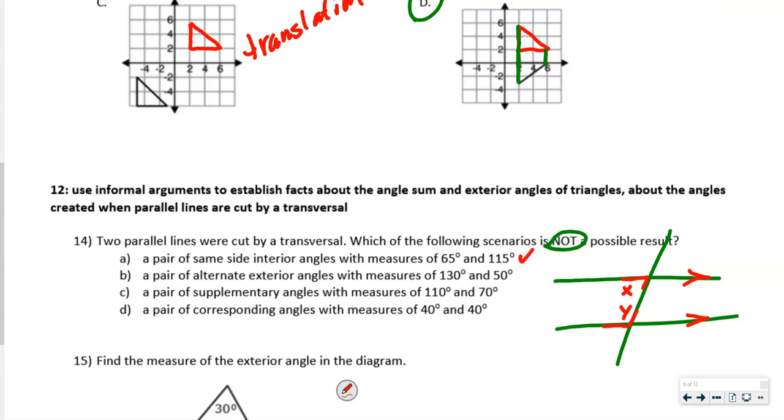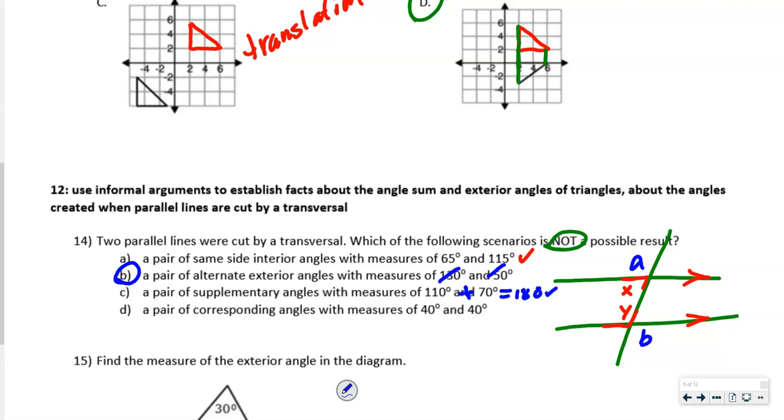So this is true. A pair of alternate exterior angles. Okay, let's see if we can find some alternate exterior angles. So alternate exterior angles would be like A and B, and those are equal. So are these equal here? Oh, they are not. Okay, so this has got to be our answer, but let's keep going just to double check. Supplementary angles means they add up to be 180, right? So when you add up these two angles, they should equal 180, right? And these do. Okay, so that's a true statement as well.